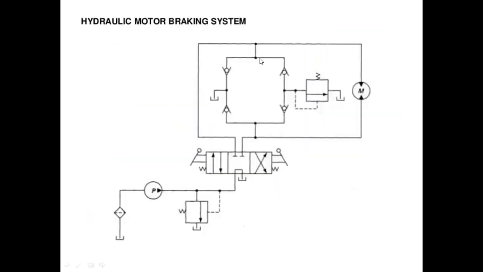Hydraulic motor braking system. See, this is our basic structure: PRV, pump, filter, direction control valve. Here, oil goes to the motor through check valves. Here, also called brake valves, are connected to the PRV. In this way, we have this braking system.